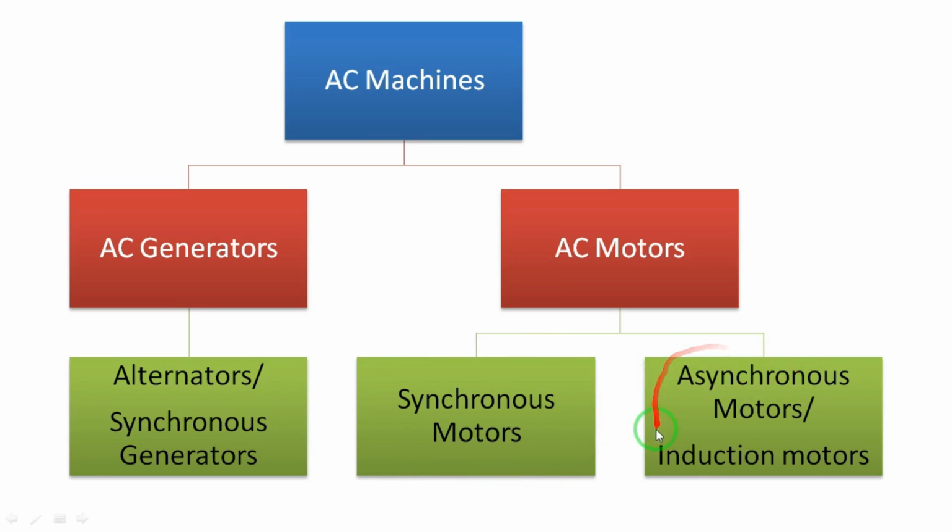Asynchronous motors, another name for which is induction motors, always rotate at less than the synchronous speed. Synchronous motors run at Ns, while these run at less than Ns. This completes section 2. But before that, we will learn about section 1, that is synchronous generators.